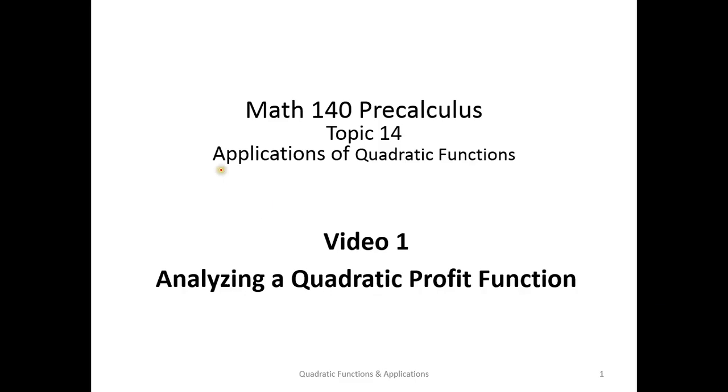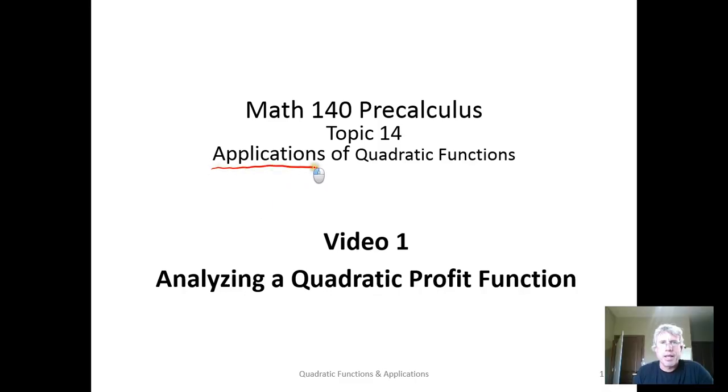So topic 14 is going to cover some classic applications of quadratic functions. In topic 13 we looked at all of the mechanical things that you can do to quadratic functions, and now what we're going to do is apply those to application problems where the key features of the function will be interpretable, and then we'll hopefully round everything out by doing a quadratic model for a real data set.